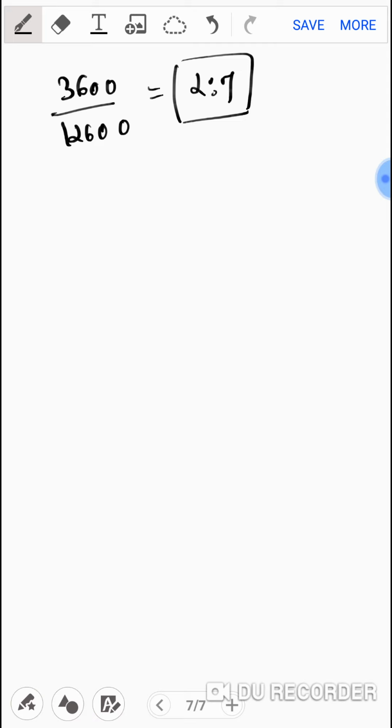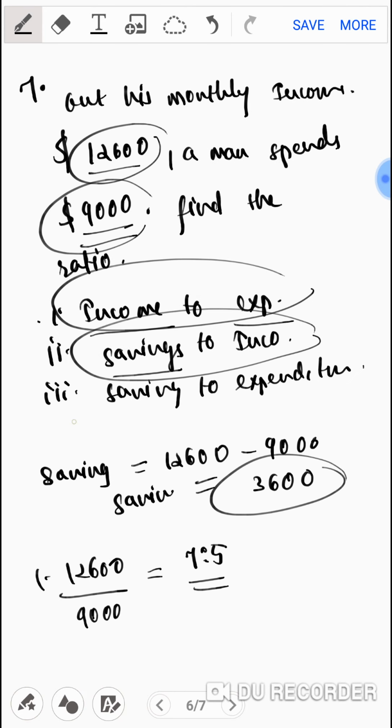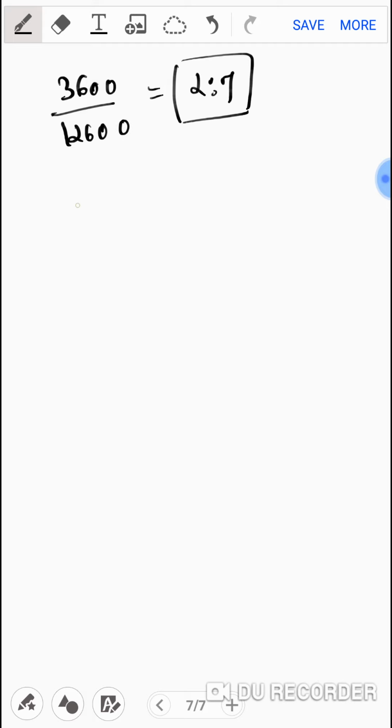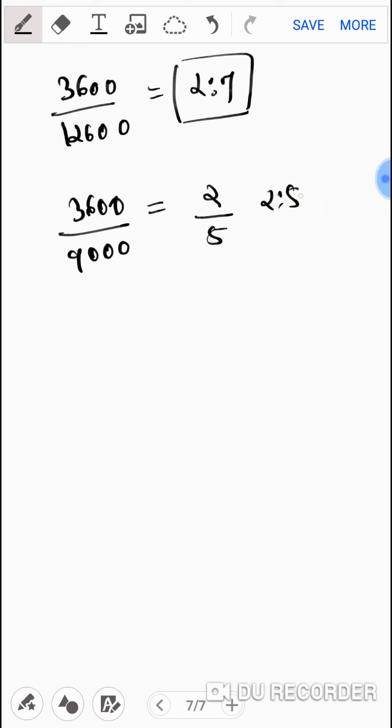I request you not to blindly just copy and paste my answers. You have to calculate them. The third part of this 7th question is savings to expenditure. What are savings here? Savings here are 3600 and expenditure is 9000. So we will make a ratio of 3600 to 9000. So you will notice you get the answer 2:5.